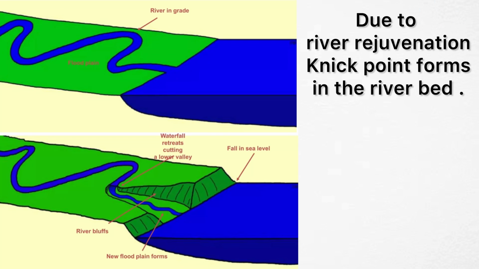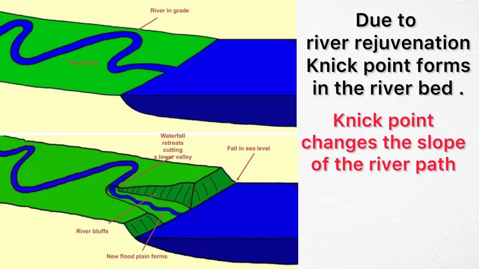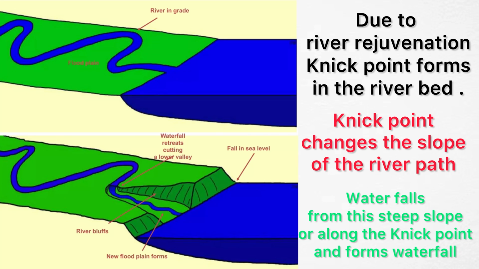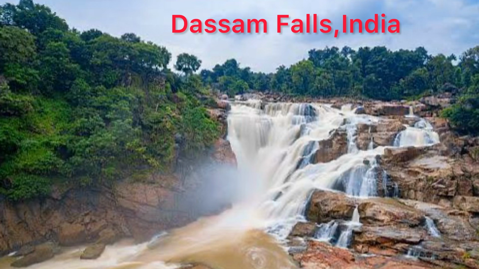When river rejuvenation occurs, then a knick point forms in the course of the river. This knick point changes the slope of the river course, and that's why water falls vertically along the knick point and forms a waterfall. Dawson Falls in India formed in this way.